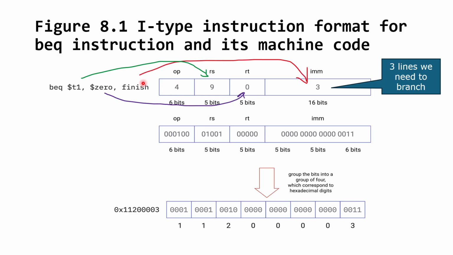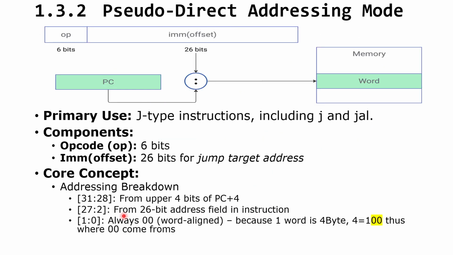Now here, finish means the label next to the 3 lines that we need to branch. Okay, so finish is 3, and then 0 is register 0, and then T1 is register 9, and then we convert this into binary, so then you will get your machine instruction. Right, next is the pseudo direct addressing mode.